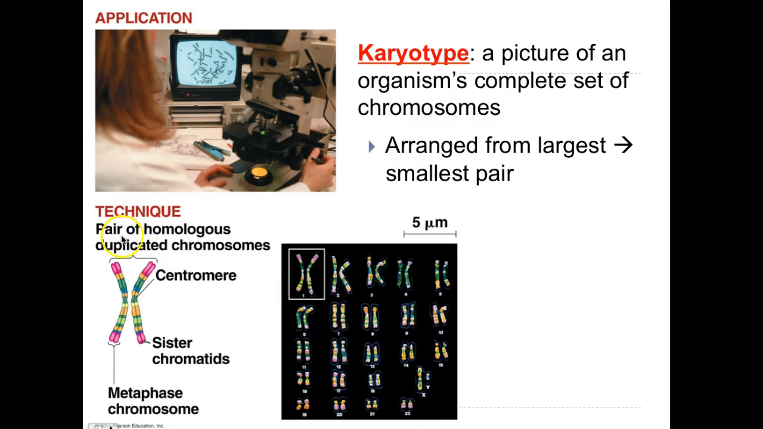So if you look, here is a pair of homologous chromosomes. You can see where the centromere is located. You can see sister chromatids. Over here you can see a metaphase chromosome. Ultimately you can see that these chromosomes themselves are similar in size. They are similar in shape, especially with where their centromeres are located. And those color patterns represent different genes that they carry. So they have the same genes.